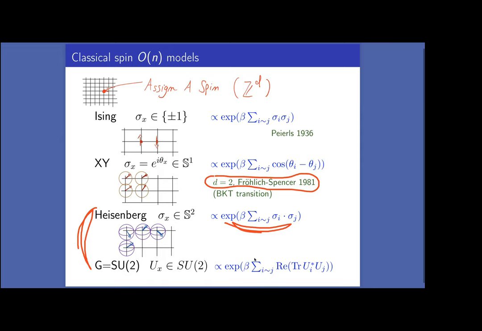And now when you have this, the natural Gibbs measure that you assign is still a sum over neighboring sites in the lattice. And you want the spins to sort of align in the same direction. And the right interaction you can play with is to take the trace of u_i star u_j, and then a real part if you have a complex valued Lie group.